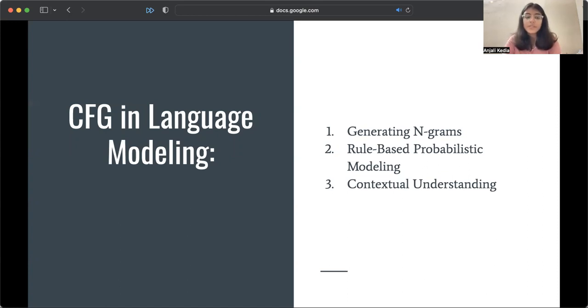CFG is used to help speech recognition systems understand the context in which words and phrases are used. This includes understanding the meaning of words and phrases in relation to the surrounding words, as well as understanding the overall context of the conversation. Overall, CFG plays a critical role in language modeling for speech recognition by providing a framework for modeling the rules and patterns of natural language and improving the accuracy and efficiency of speech recognition systems.